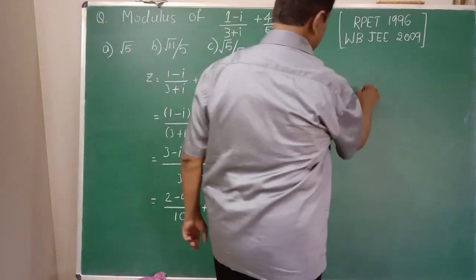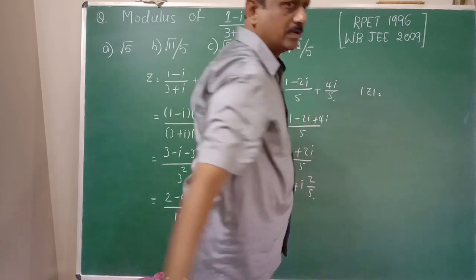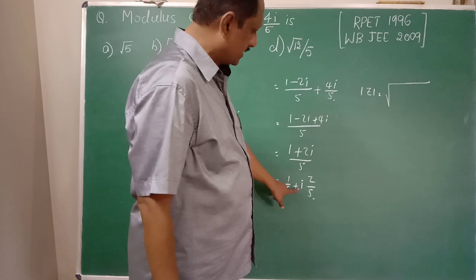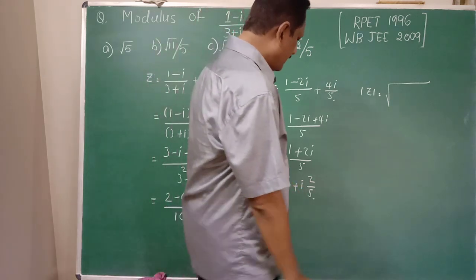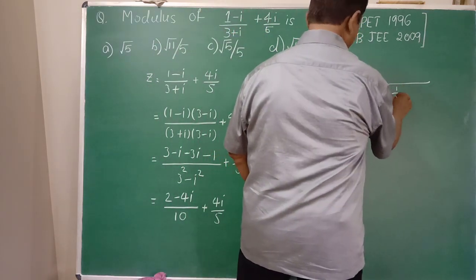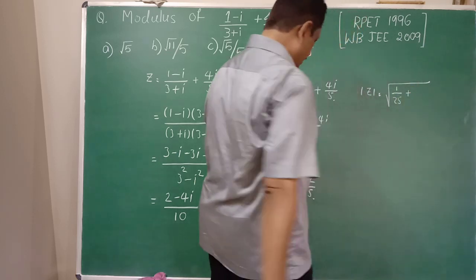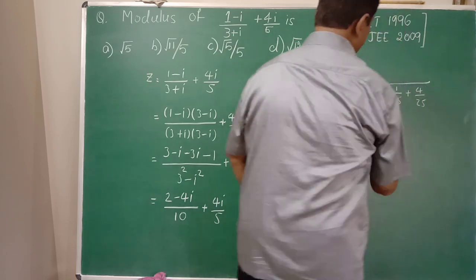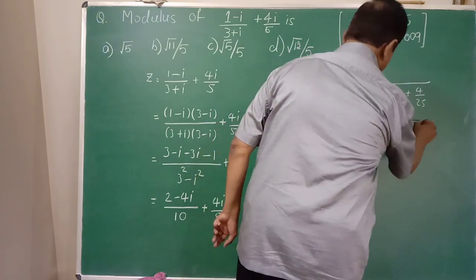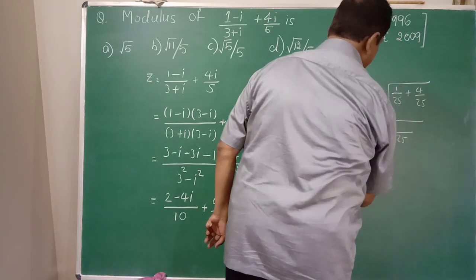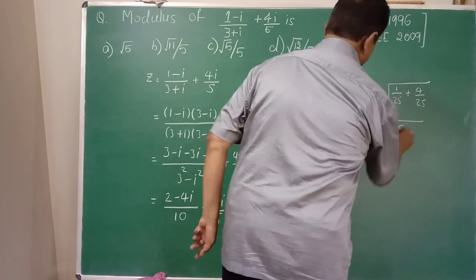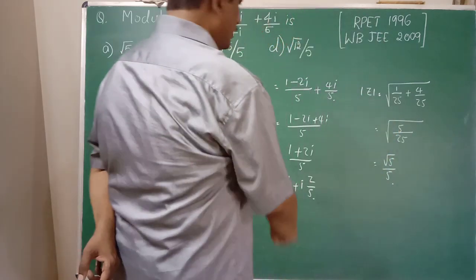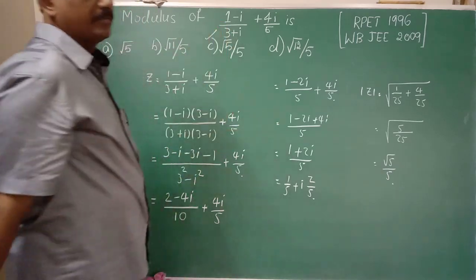Hence modulus of z, where z is 1 upon 5 plus i into 2 upon 5. It's a modulus: 1 by 5 whole square is 1 divided by 25, plus 2 upon 5 whole square is 4 divided by 25. Then 25 is the LCM, and 1 plus 4 becomes 5. So this is equal to root 5 divided by 5. So root 5 upon 5, C is the answer here.